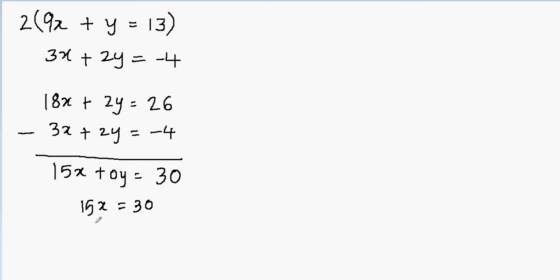And then I want x by itself, so I can divide both sides of the equation by 15. 15 divided by 15 will be 1, so this will be just x. On the left hand side, I have x. On the right hand side, 30 divided by 15 will give me 2. So x is equal to 2.